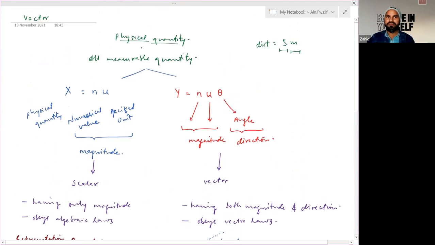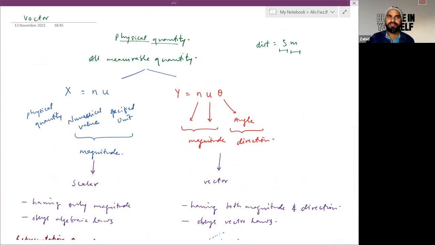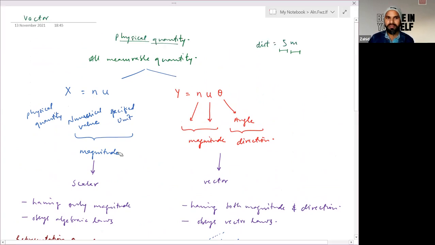First, we define what we mean by physical quantity. All measurable quantities are termed physical quantities. Now, we may define physical quantity in two different ways depending upon their behavior. Let's say X is any physical quantity having two terms: one is the numerical value and the other is its SI unit, in which this quantity will be measured. Suppose for distance, let's say 5 meter. So 5 is the numerical value and meter is the unit in which distance is being measured. So it will have two terms, numerical value and unit.